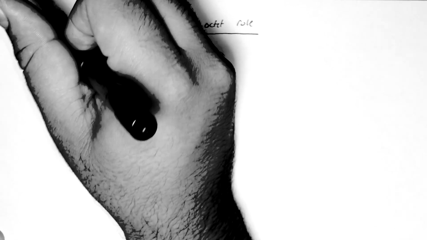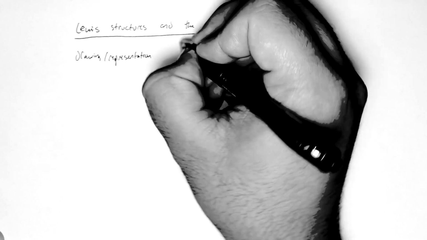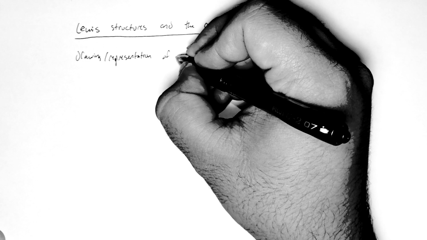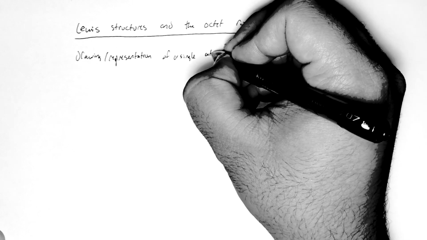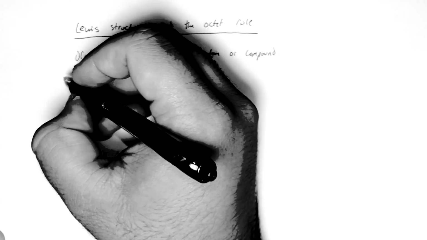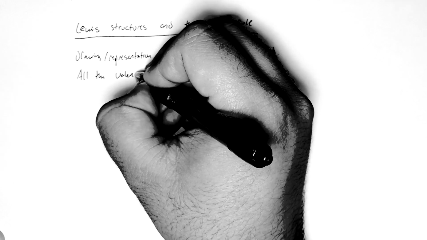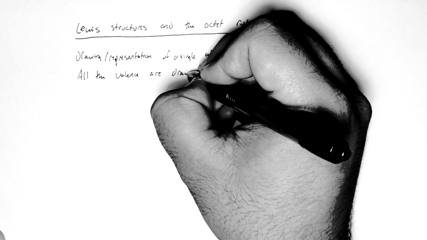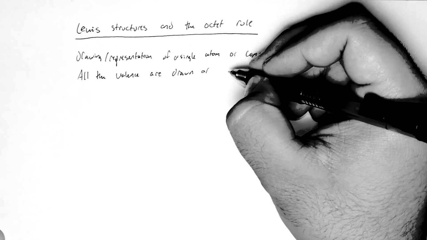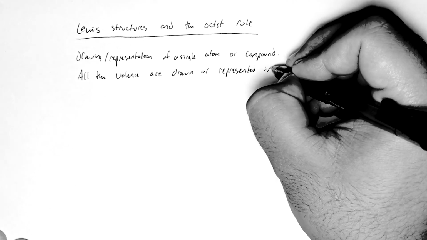Well, a Lewis structure is simply a drawing or a representation of a single atom or compound, and all the valence electrons are drawn or represented in a bond.